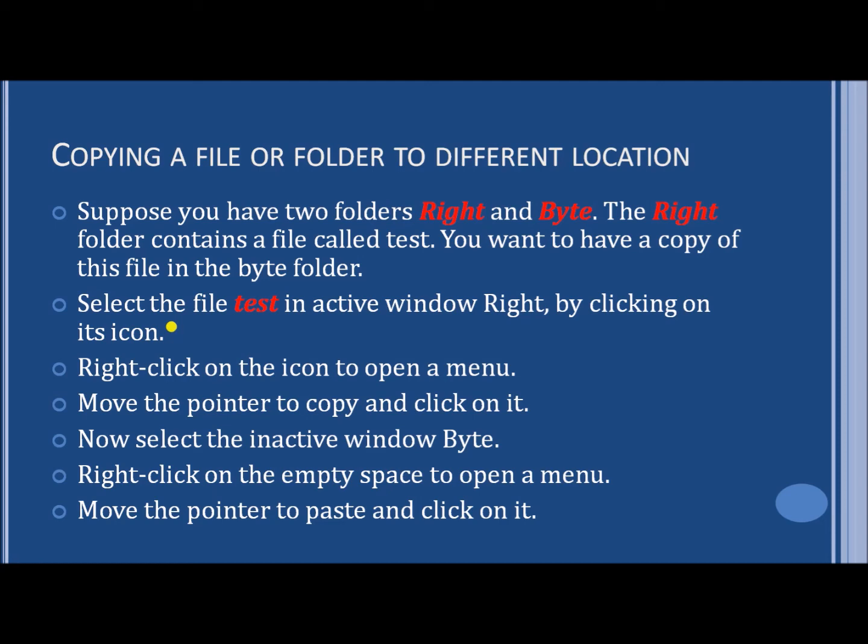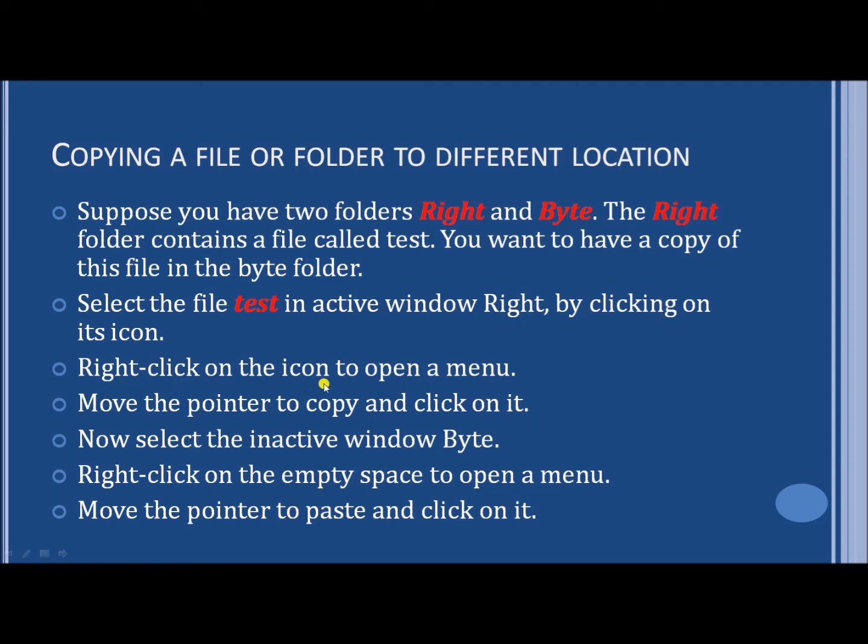There is a way. Select the file test. We will have to select it. In the active window, write is the active window because we have just opened the write folder. So write is the active window. In that active window, we have selected the test file which was already there, by clicking on its icon.